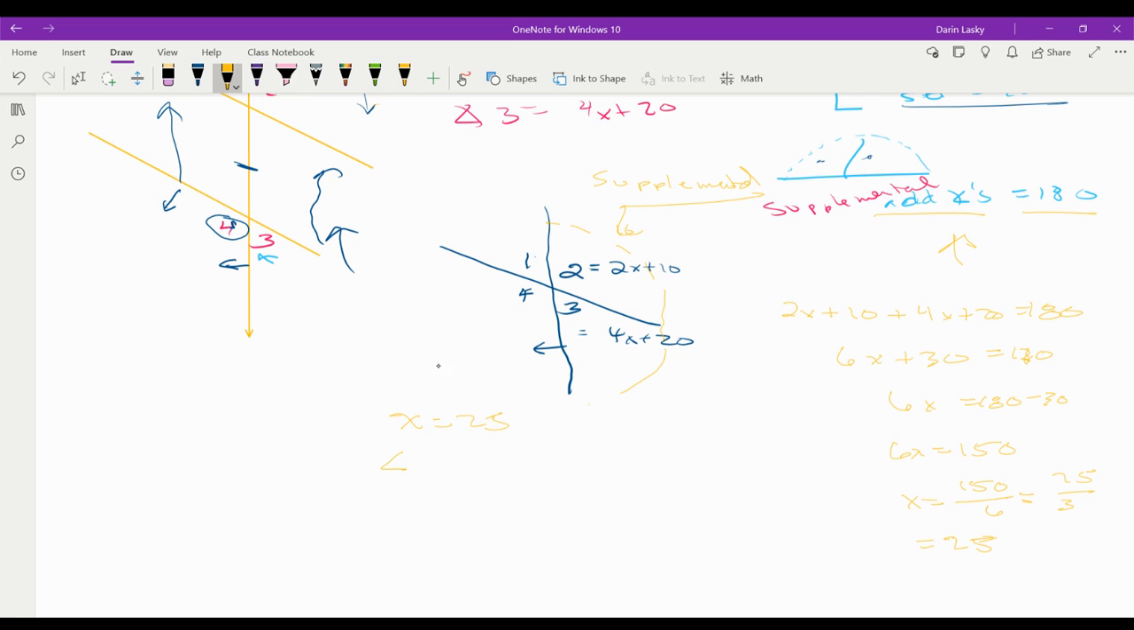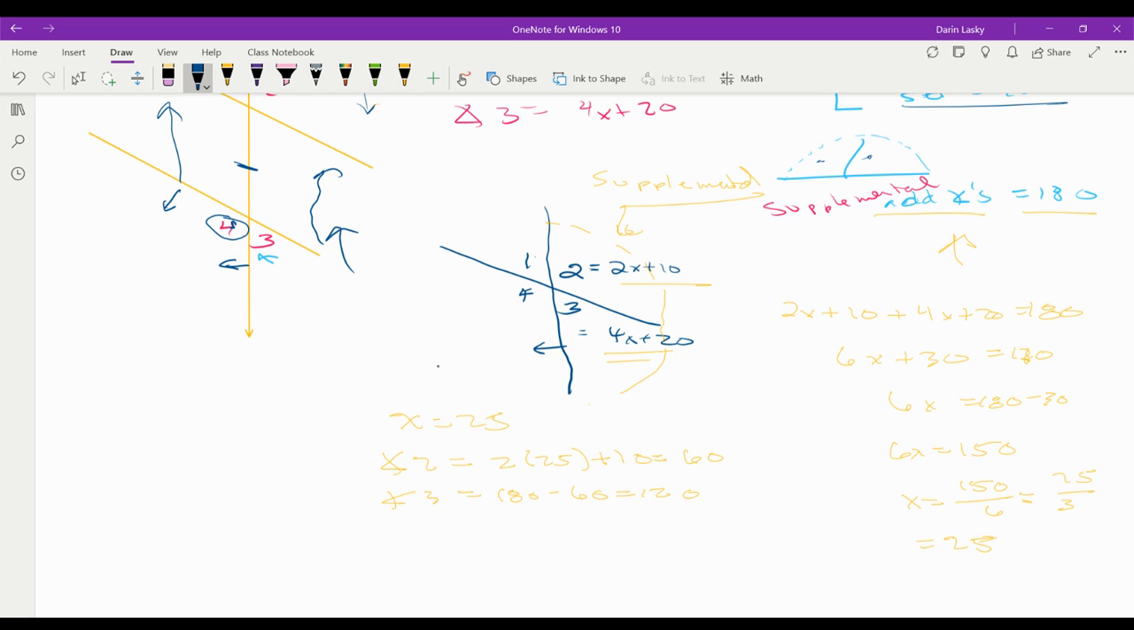So angle 2 is equal to 2 times 25 plus 10. I'm only taking the equation for angle 2, which is going to give me a value of 60. Now, angle 3, because they're supplemental, would be 180 minus 60, which is 120. So now I've got angle 2 and 3, but what about angles 1 and 4?